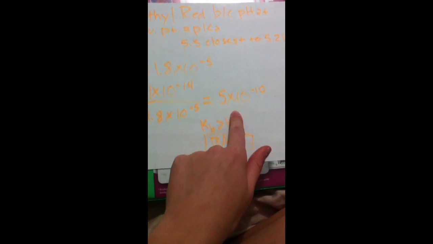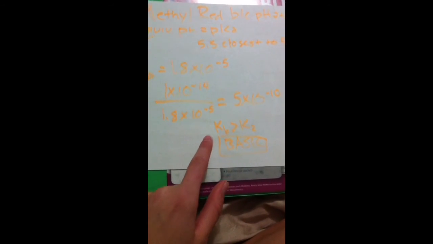For part F, if equal volumes of 0.10 molarity NH3 and 0.10 molarity NH4Cl are mixed, is the resulting solution acidic, neutral, or basic? Explain. So, for this problem, we are given the Kb, which is 1.8 times 10 to the negative 5th. So, we use the Kw, which is 1 times 10 to the negative 14, and divide that by 1.8 times 10 to the negative 5th to get the Ka, which is 5 times 10 to the negative 10. And we know that the Kb in this case is larger than the Ka, which means that the solution is basic.